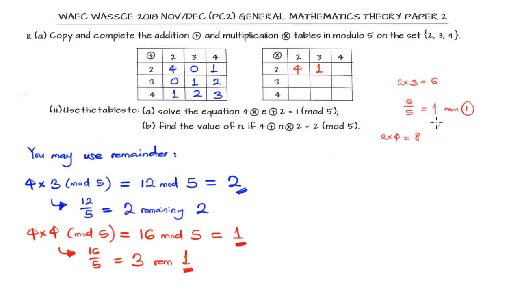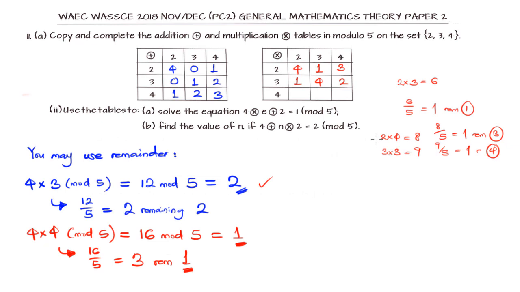2 times 4 is 8. 8 divided by 5 is 1. We have a remainder of 3, so we have 3. Then 2 times 3 again, we've expressed that before. It will be 1 under modulo 5. 3 times 3 is 9. And if we divide 9 by 5, we have 1 remainder 4. So we have 4. 3 times 4 is 12. We've done that before. That will be 2.